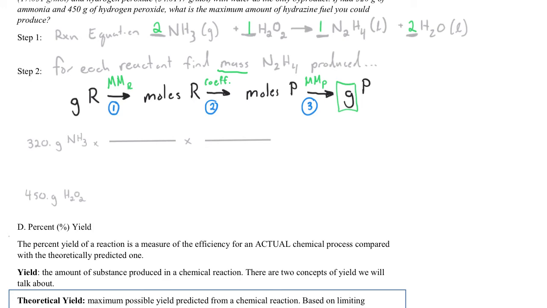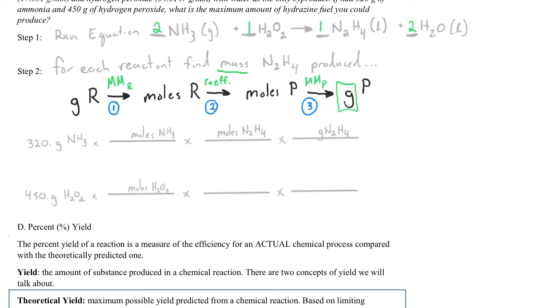So what we're going to do is convert each of these masses to the grams of the product. This will require 3 conversion factors, or 3 steps. So for ammonia, in the first step, we're converting from grams of ammonia into moles of ammonia. So we'll have moles of ammonia in the top position of that conversion factor. Then we're going from moles of ammonia into moles of hydrazine, so that would be the unit in the top of the second conversion factor. And then we're going into grams of hydrazine, so we'll have grams of N2H4 in the top position there.